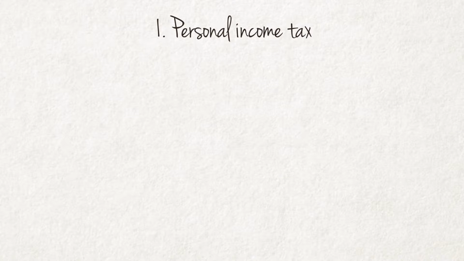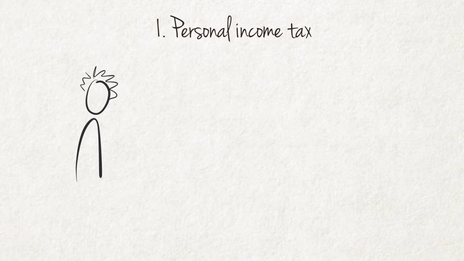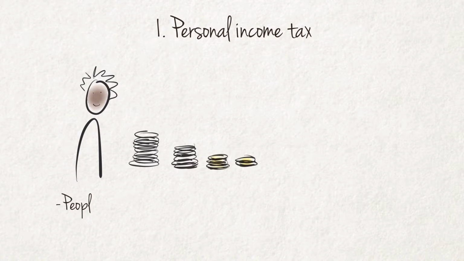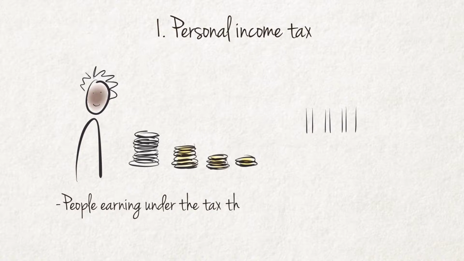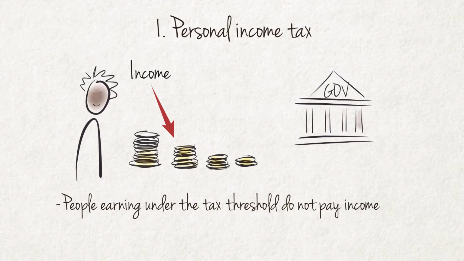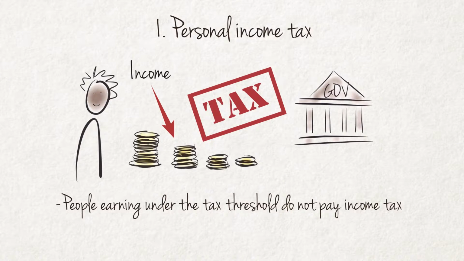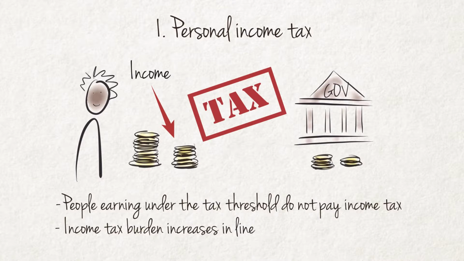Personal income tax. Personal income tax is paid on income earned. People earning income under the tax threshold, which during 2015 was equal to a taxable income of 73,650 rand, do not pay income tax. But all annual income earned above the threshold is subject to tax. South Africa has a system of progressive income tax. This means that the personal income tax burden increases in line with increasing income.